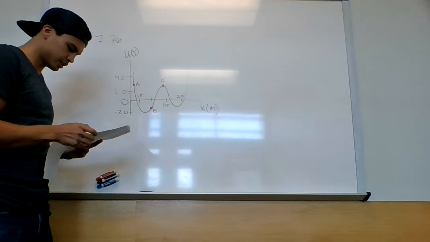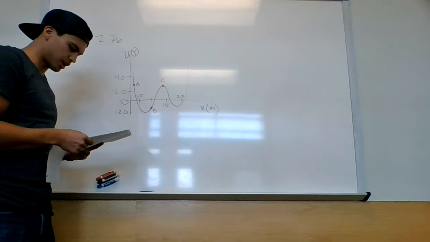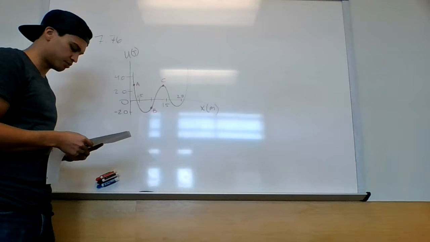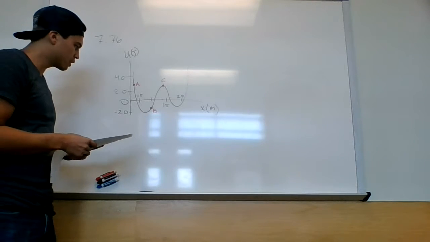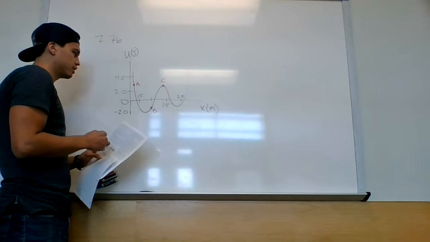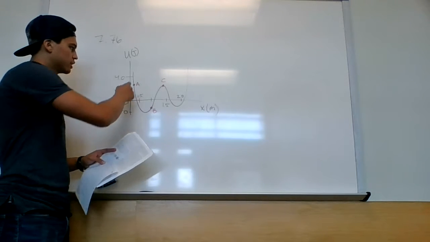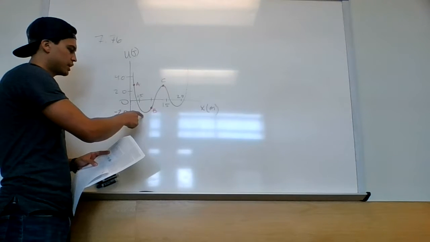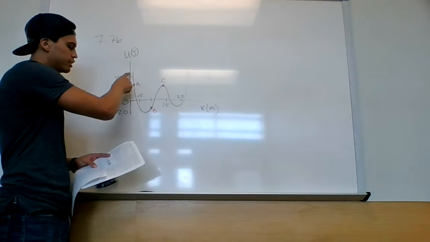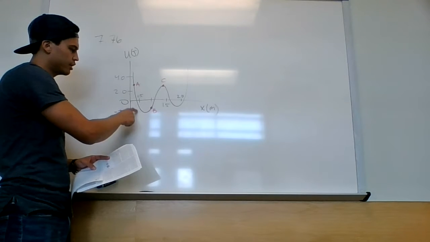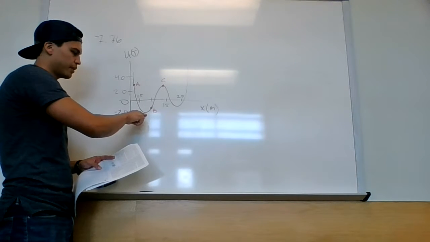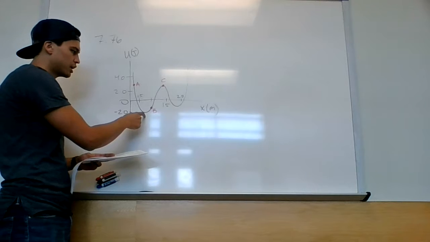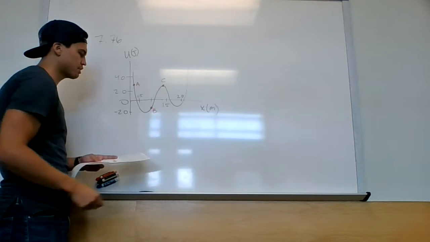Part C, it asks, at what value of x is the kinetic energy of the particle a maximum? So you're going to have the maximum potential energy as it's coming down, but you're going to have the maximum kinetic energy at the bottom because the potential energy is being converted to kinetic. So once you hit the bottom, that's when you have the maximum kinetic energy. So that's going to be at about 0.75.